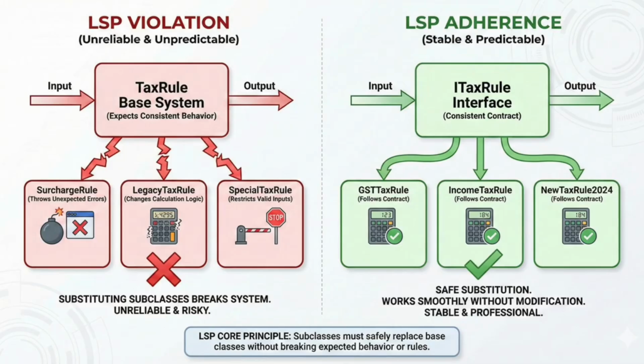So now, any tax subclass can replace the base class safely, the system behaves consistently, calculations remain trustworthy, design becomes stable, maintainable, and professional. Core meaning of LSP here: if the system expects a tax rule, you should be able to plug in any valid tax rule subclass, and everything should still work correctly without breaking calculations or changing system behavior. That is the real power of the Liskov substitution principle in financial and enterprise systems.